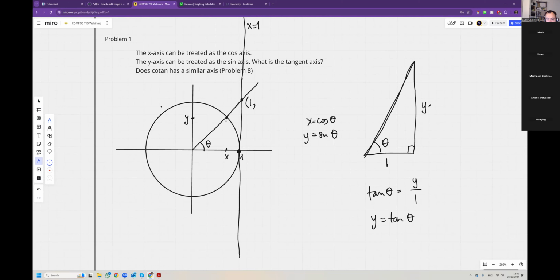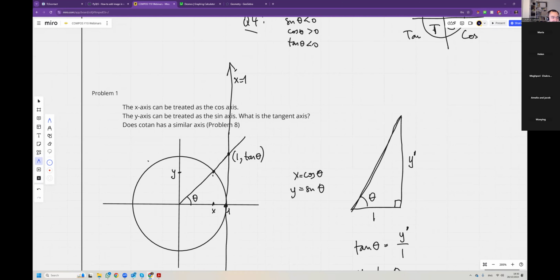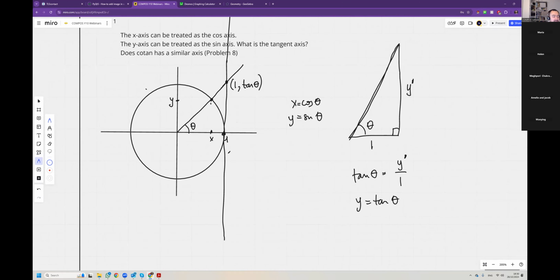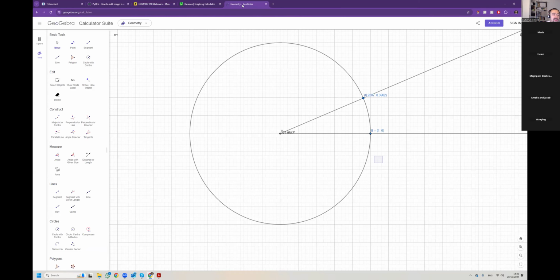Well, let's call it y dash, just because we already have y. This is y dash. This is tan theta. So this is the tan axis. This is the tan theta axis. Where this ray meets this line is the tan of that angle. Let's see if we can do this on this diagram.